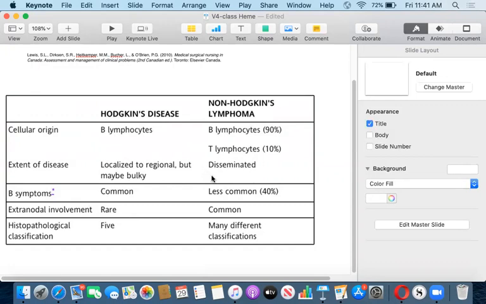Non-Hodgkin's is more disseminated, so as in metastasized, so that's a problem in itself, and it can involve many nodes within the lymphatic system. This can be very difficult to treat and obviously fatal. If Hodgkin's disease is captured early enough, the success rate is very high in terms of complete remission.